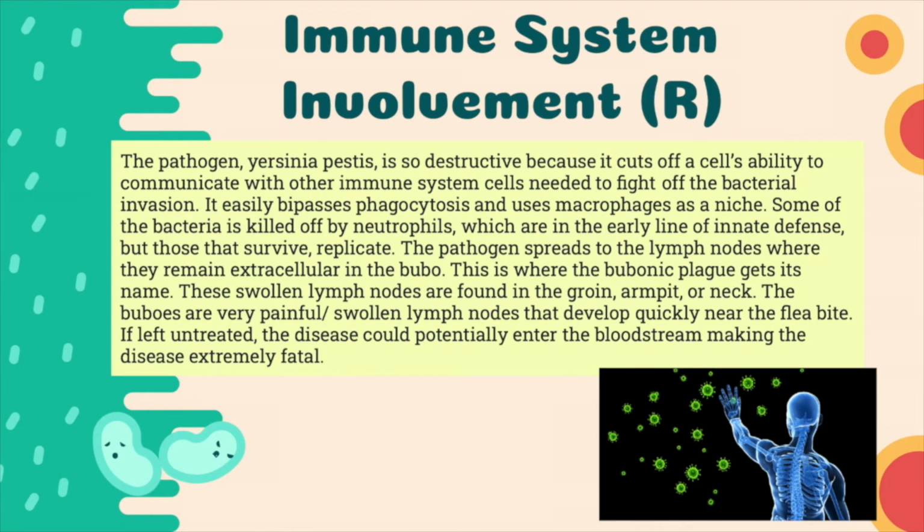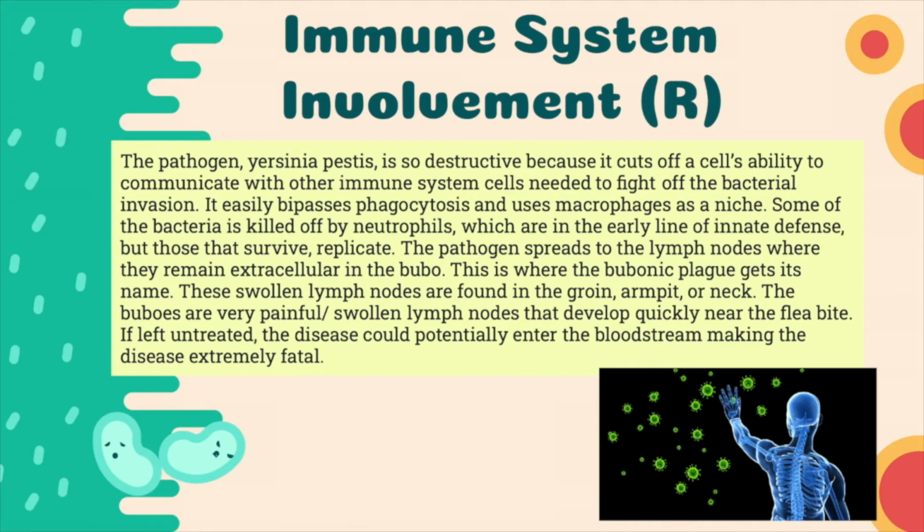So, how is the immune system involved in this? The pathogen, Yersinia pestis, is so destructive because it cuts off a cell's ability to communicate with other immune system cells needed to fight off the bacterial invasion. It easily bypasses phagocytosis and uses macrophages as a hideout. Some of the bacteria is killed off by neutrophils, which are in the early line of innate defense. But those that survive replicate. The pathogen spreads to the lymph nodes, where they remain extracellular in the bubo.